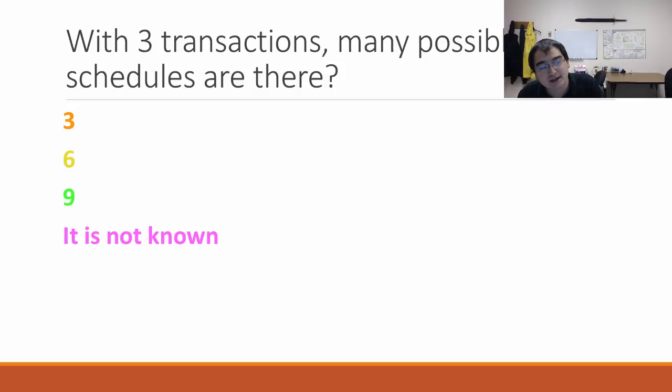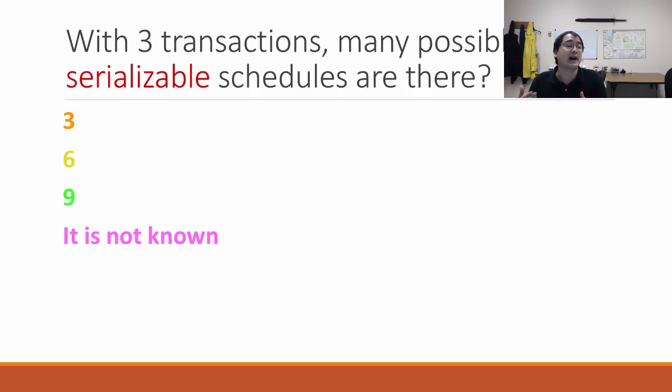Okay, slightly different question. With 3 transactions, how many possible serializable schedules are there? And the correct answer here is there's no way to know, because each transaction can have a bunch of smaller steps within it. If each transaction is only taking one action within itself, it's just 6. But it could be millions if each transaction has 100 steps in them, and you can interweave all of those steps separately.